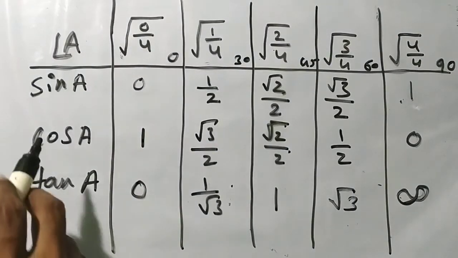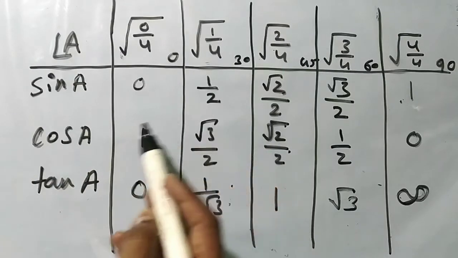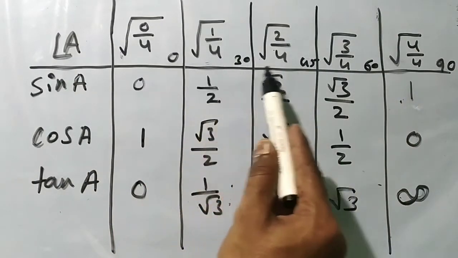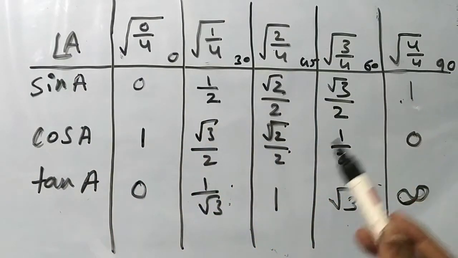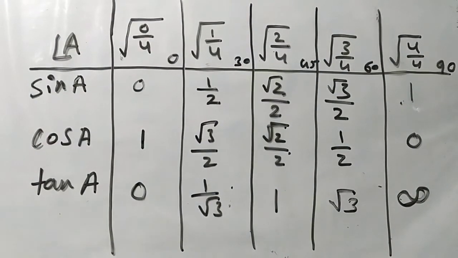Here we have sine, cos and tan. Sine 0 is 0, sine 30 is 1 by 2. With respect to the angles 0, 30, 45, 60, 90, we have the trigonometric values. Now let's write cosecant, secant and cot.